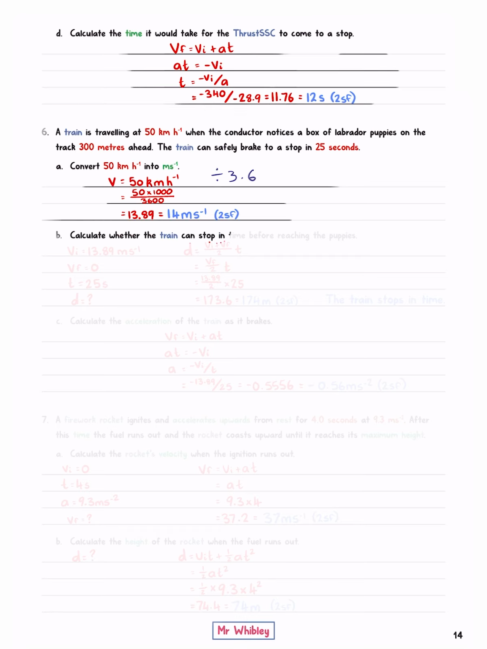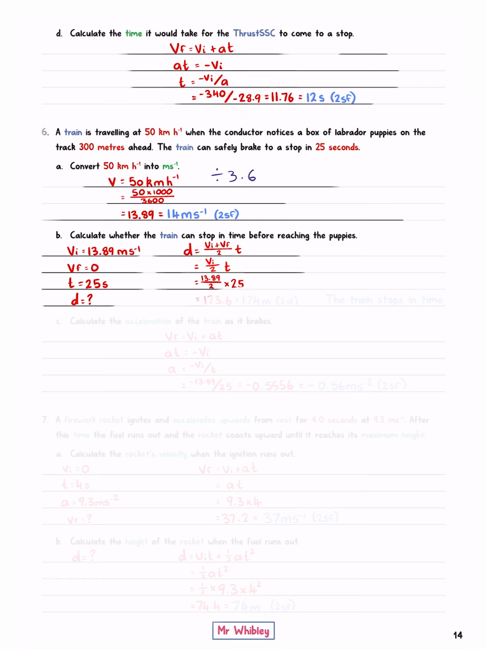Calculate whether the train can stop in time before reaching the puppies. We have our initial velocity, our final velocity of 0 as our train is coming to a stop. Our train can safely brake in 25 seconds, and we want to find the distance it will require. The quantity we don't have and don't care to find is our acceleration, so we use the kinematic equation without acceleration, where because Vf is 0, this simplifies to Vi over 2t. Putting our numbers in gives me 173.6 or 174 meters to two significant figures. Our train therefore brakes well short of our 300 meters, and so the train stops in time.